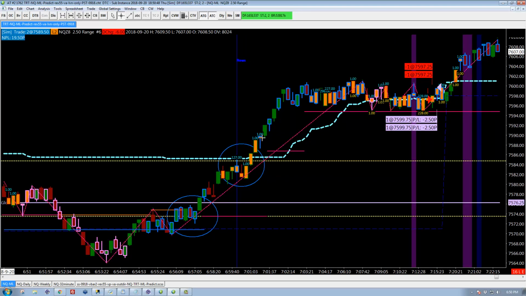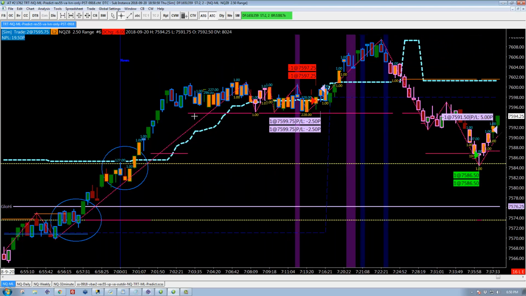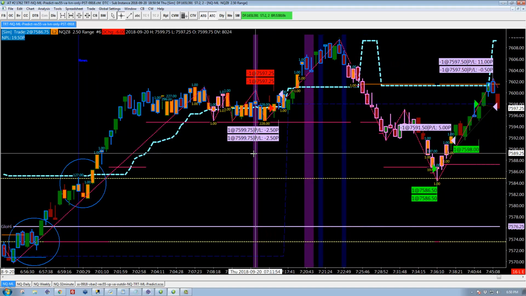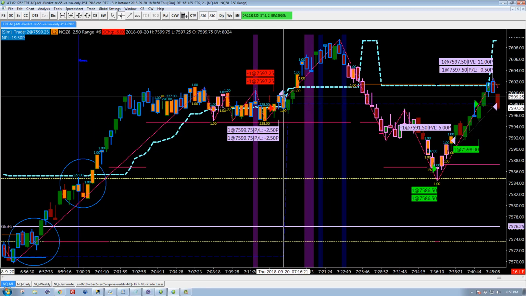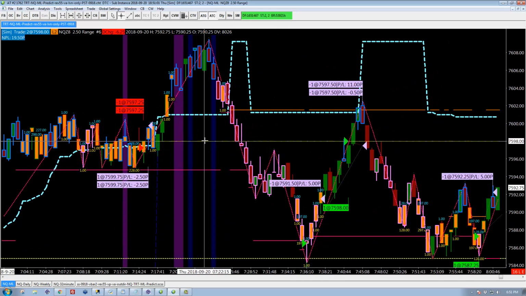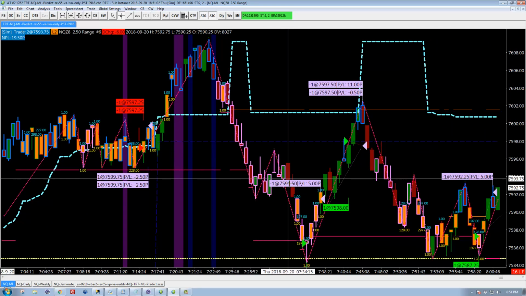I'm actually not taking trades until 7:05 here, but that was just looking at the logic of how it's behaving. This actually says to get short here. That's interesting. So you take a loss there. And then here is what we're talking about.